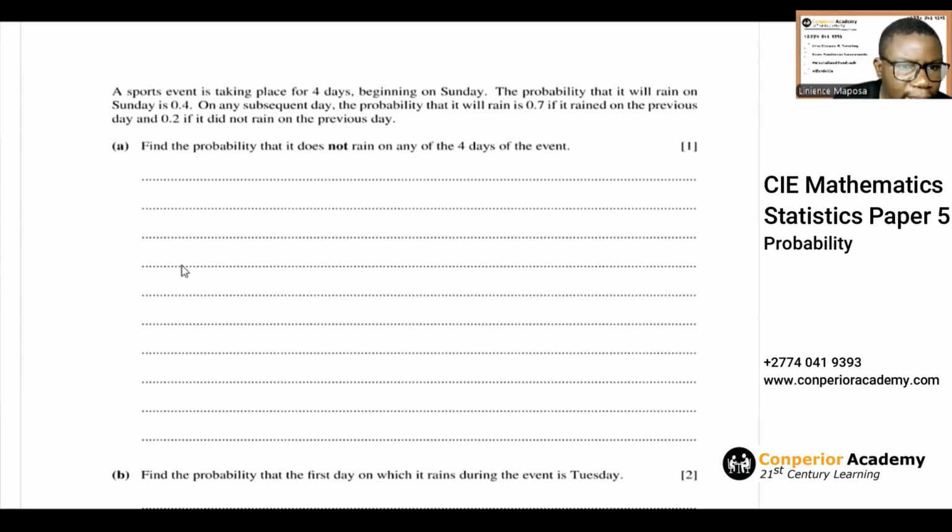Okay, so I think I can do a tree diagram, but it seems to be a crazy one. This is going to be a crazy tree diagram because from Sunday for 4 days, that'll be Sunday, Monday, Tuesday, Wednesday.